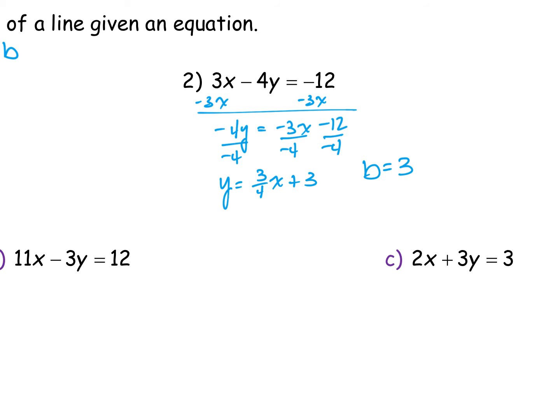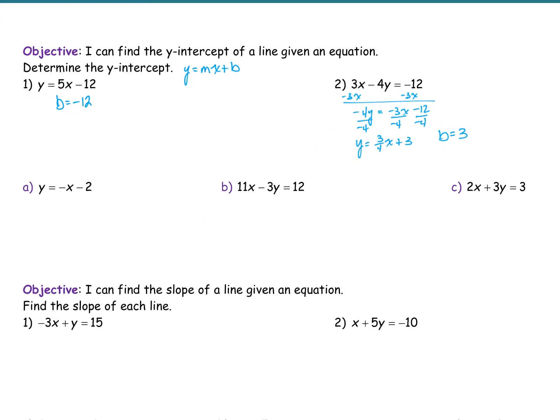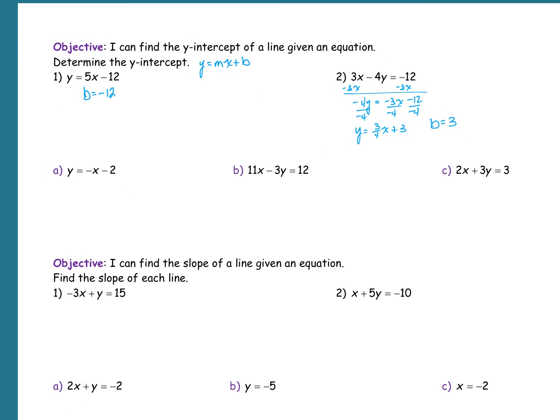A negative divided by a negative is a positive. Okay. Awesome, you guys are doing great.